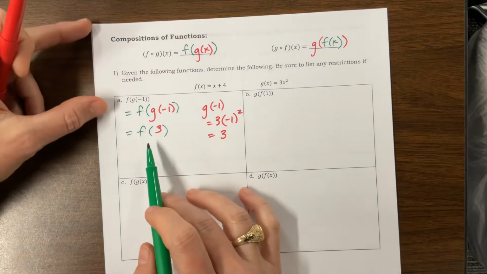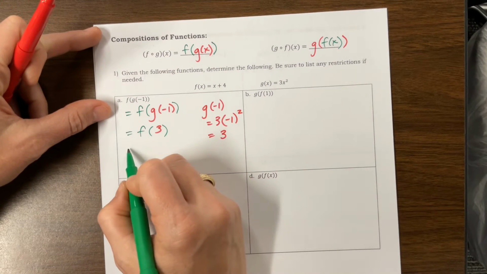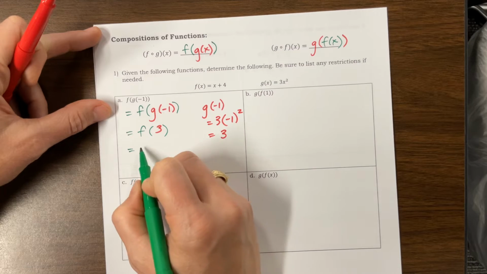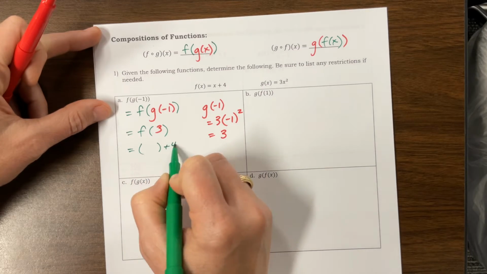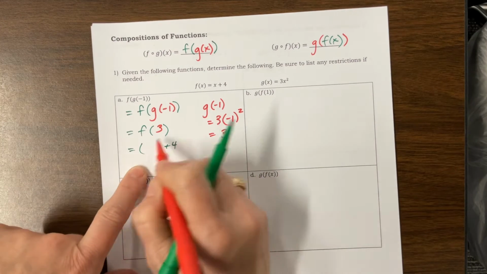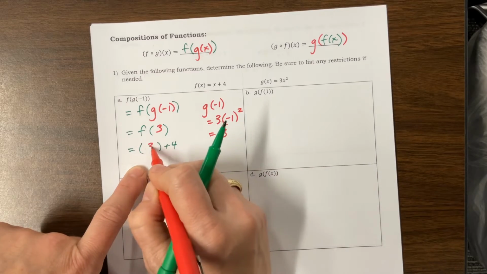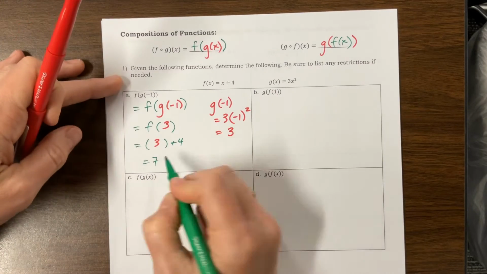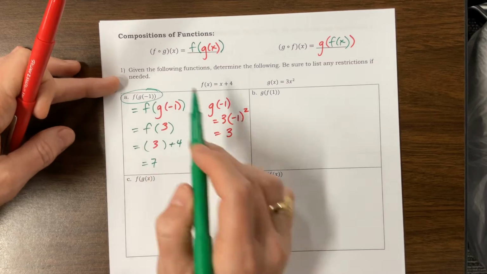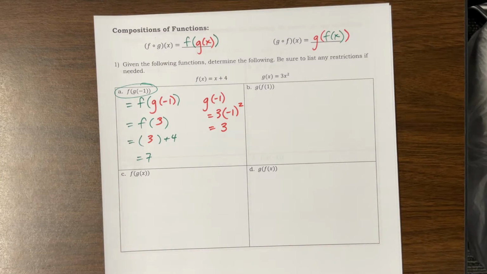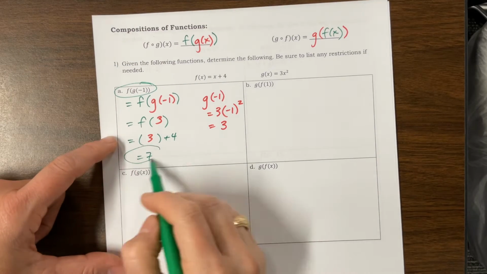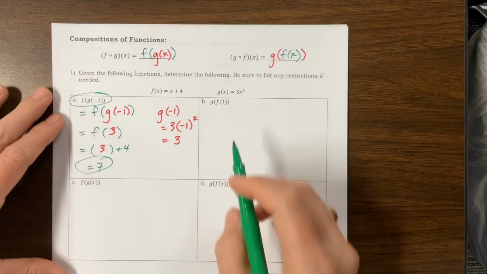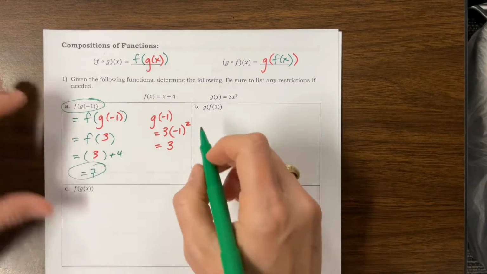Now what's f? f would be equal to something plus 4. That's something we're plugging in, and what used to be an x is now a 3. 3 plus 4 is equal to 7. So f of g of -1 is equal to 7. The next one, let's see, how does that compare to this other one?